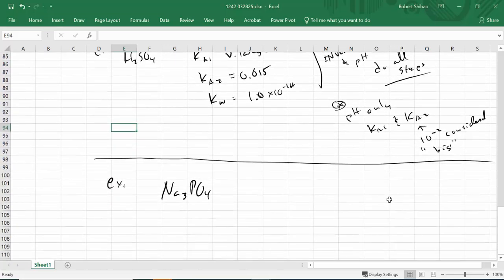For bases, now sodium phosphate's a base solution. For bases, we do only hydroxide contributors. So if you start doing acid contributors in a base, you're going in circles.